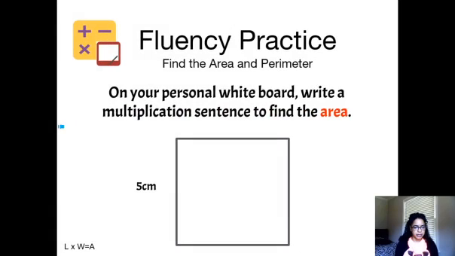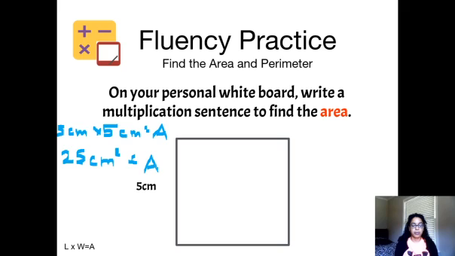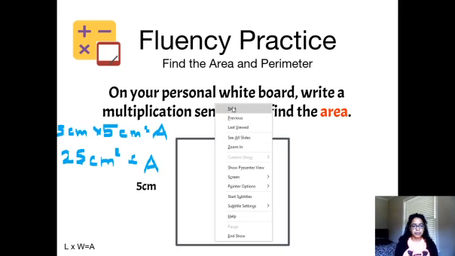So let's go ahead and do 5 centimeters times 5 centimeters equals area. All right, so 5 times 5 is 25. And then centimeters squared equals area. All right, and we are done. So let's keep it moving. Next.